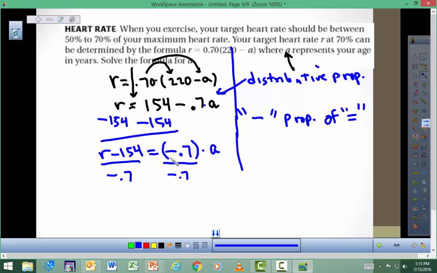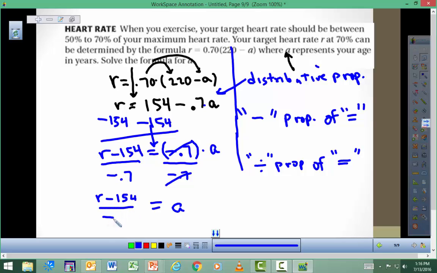Okay, the reason why I'm allowed to do this is because first of all I have an equal sign, and there turns out to be a property of equality called the division property of equality. And once again, we can use my conventions here where we just abbreviate, using the correct symbols. And so what we'd have is that this would cancel off with that, and so we'd have a is equal to r minus 154 divided by negative 0.7.